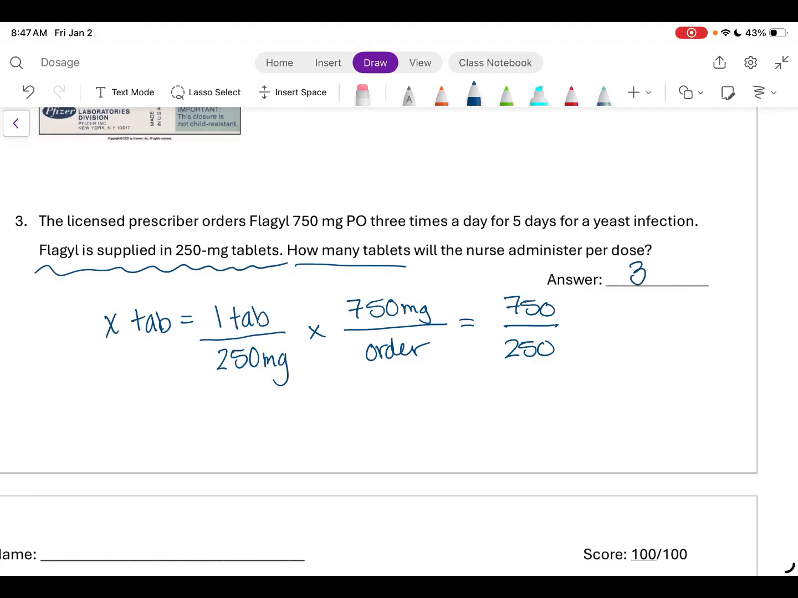Again, all of these questions are asking for things per dose. In the question, it might say something like 3 times a day for 5 days or whatever else, but we're just figuring out how much it is per dose. So you can just ignore all of that. The only important things you need to know are your order, how it's supplied, and what you're ultimately looking for. That's it.